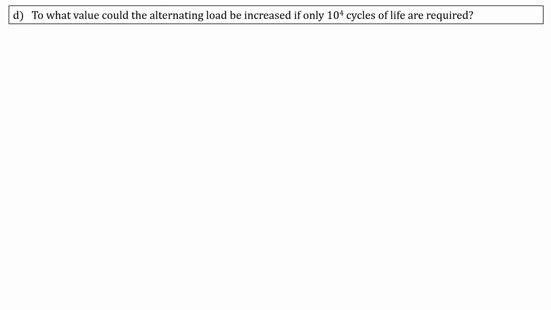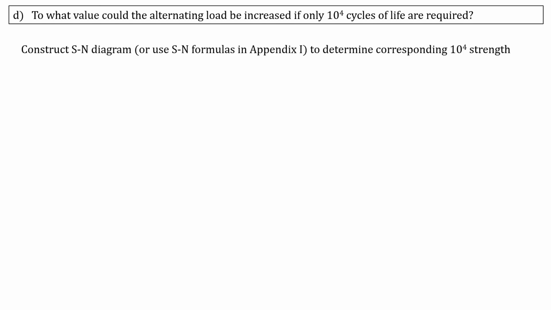Part D asks us to what value could the alternating load be increased if only 10 to the 4 cycles of life are required. So we're going to construct an SN diagram to determine the corresponding 10 to the 4 strength.